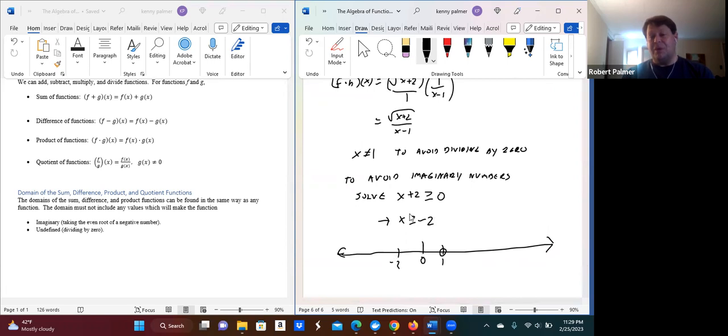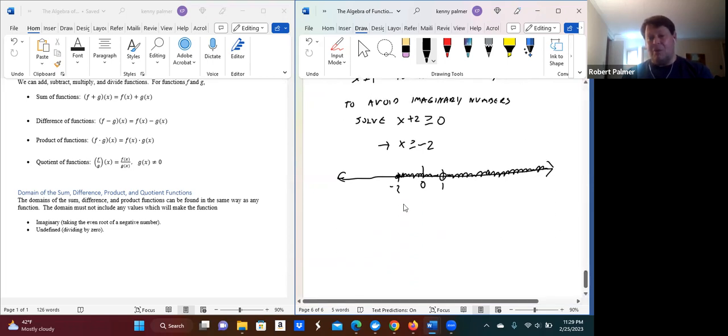Now for negative 2, X has to be greater than or equal to negative 2, so it's okay if X is equal to negative 2. If X is negative 2, what's under the radical sign is 0, and that's perfectly fine. The square root of 0 is 0. It can't be anything less than negative 2. It can be larger than negative 2, but once again, X can't be 1 to avoid being undefined. And so our domain is made up of two separate intervals.